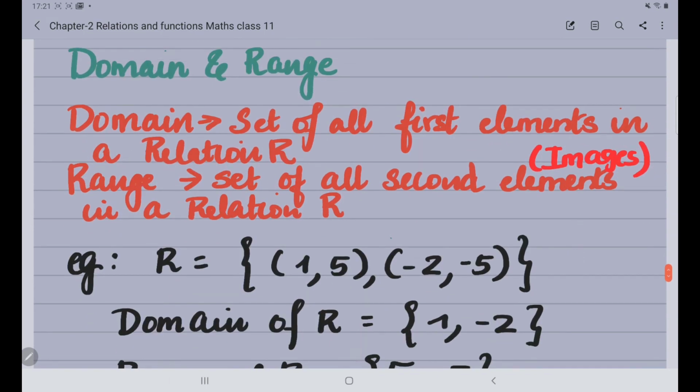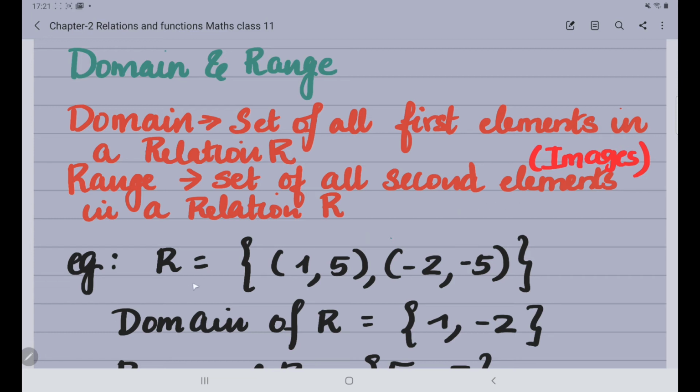So what is domain? Domain is called the set of all first elements in a relation. If you represent a relation, you can see that all the first elements compose the domain, that is 1, minus 2 is the domain of that set. Again, range. The range is the set of all second elements in a relation.